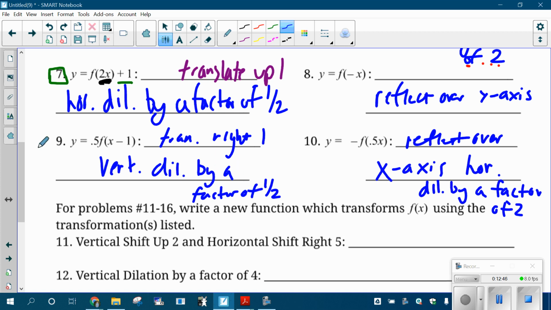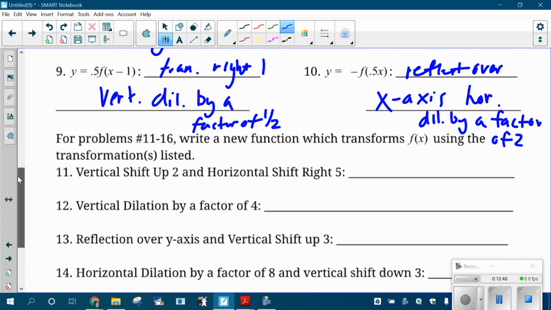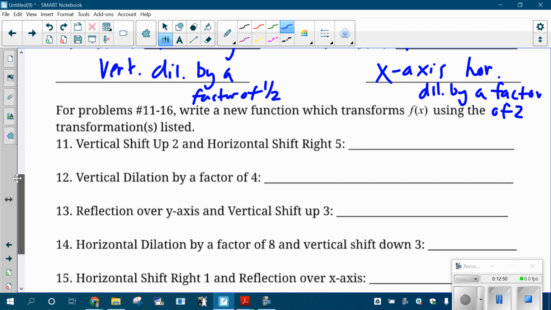It matters. Okay. For 11 through 16, it's just flipping the question around. It's saying, hey, I got a function f of x. Write a new function which does these transformations. So now we're just writing the function instead of reading the transformations from the function. We have the transformations and we're trying to create the functions. Okay. So I got f of x.